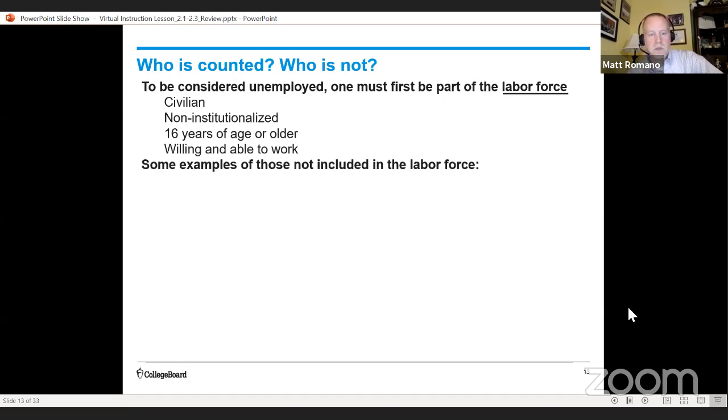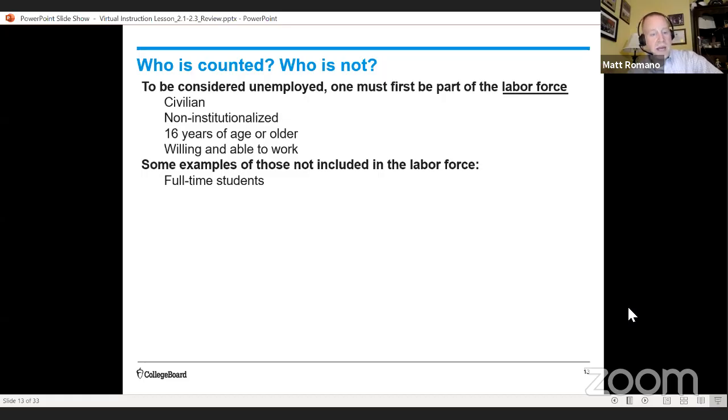As I just said, if you're not willing and able to work, then you won't be part of the labor force. Examples of those not included in the labor force: of the following groups, there are individuals who may not have a job, but for certain reasons may not be included, and we're assuming all these are over the age of 16. Full-time students: if you're a full-time student and you're 17 years old and you don't have a job, you're not in the labor force.